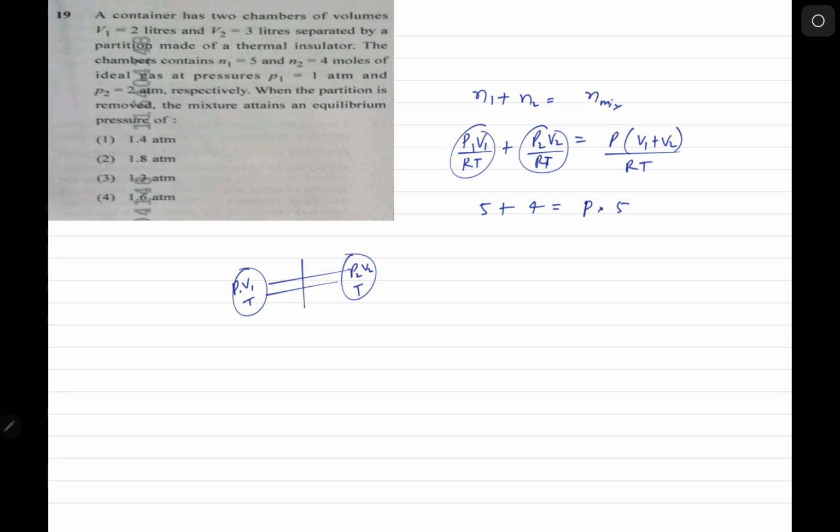So what we can say is that N1 plus N2 is equal to N, the mix. So N1 is P1 V1 by R T1 plus P2 V2 by R T2. T1 and T2 are same, is equal to P, this is the equilibrium pressure, V1 plus V2 divided by R T. N1 and N2 values are directly given, so we can just put the value also, 5 plus 4. No need to put these values here. Pressure P into V1 plus V2 is 5 divided by R into T.